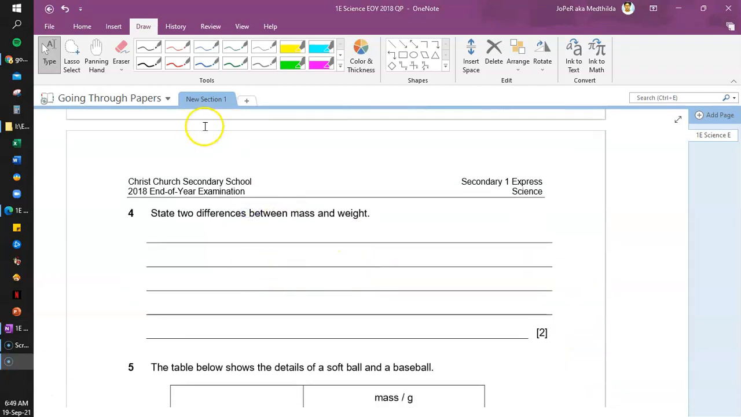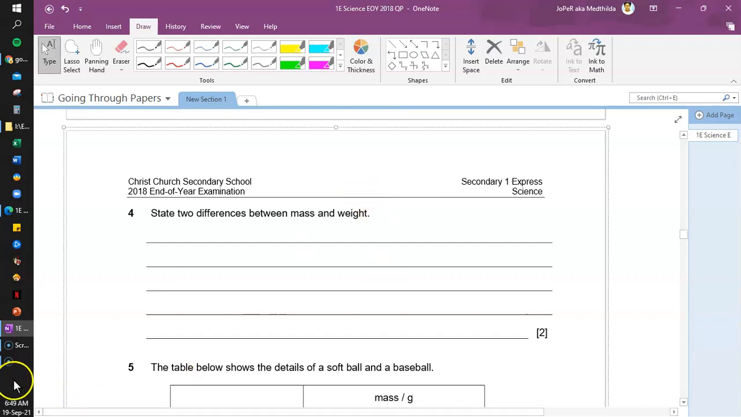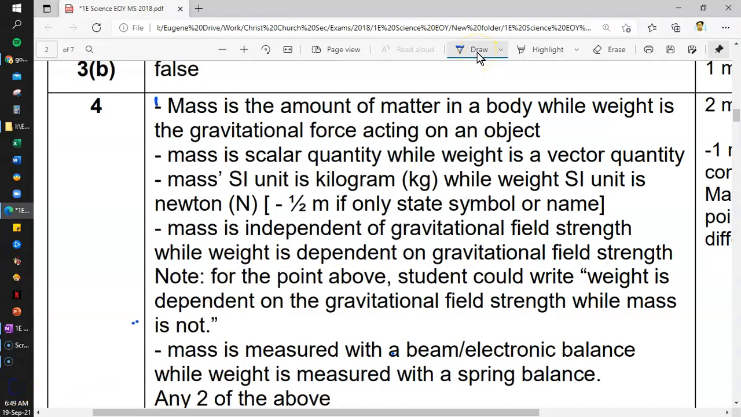Next, we're going to state 2 differences between mass and weight. It's actually a whole list of answers that you can give. So let's show you the answer. These are the possible answers. First one: mass is the amount of matter in a body, while weight is the gravitational force acting on an object. So this is the first possible answer. This is sort of like the definition.